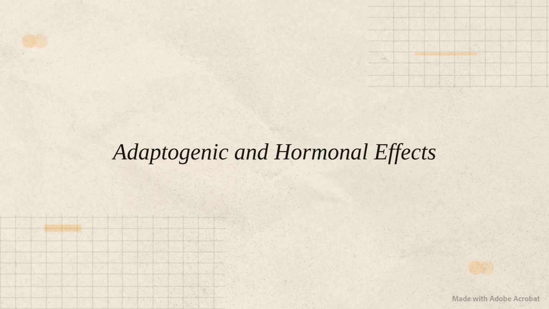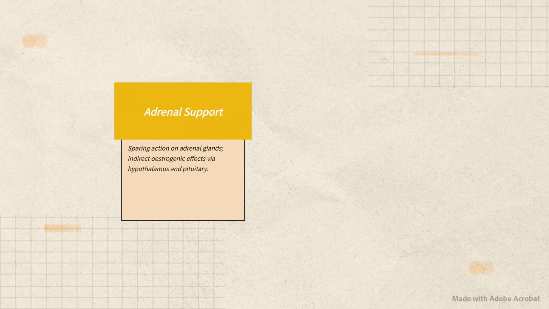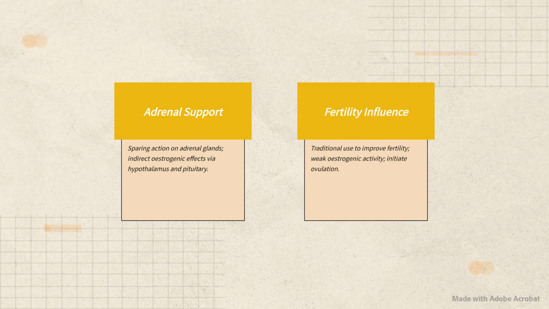Saponins may support adrenal function and influence fertility, often through indirect hormonal pathways. Adrenal support means saponins spare the adrenal glands and exert indirect estrogenic effects through the hypothalamus and pituitary. Fertility influence refers to saponins' traditional use to improve fertility, with weak estrogenic activity and the ability to initiate ovulation.